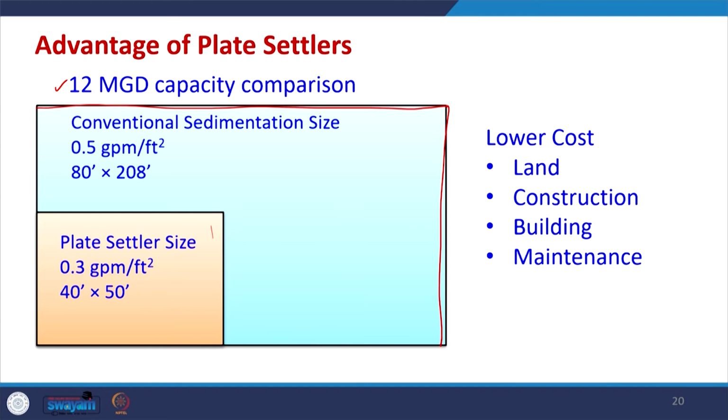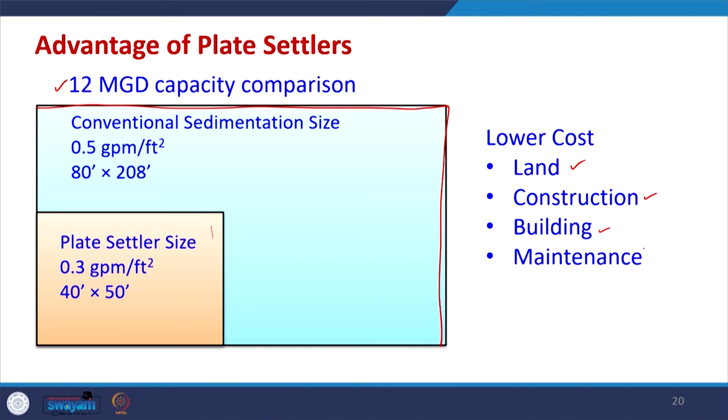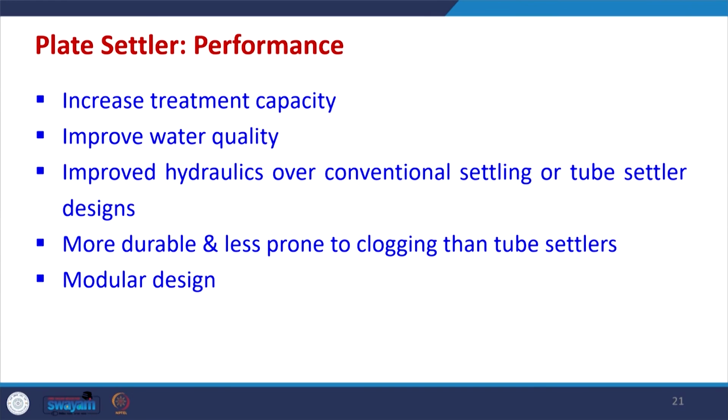Now, this is the benefit: we have lower cost with respect to land. Certainly, construction cost may be comparable. Building and maintenance cost are important criteria, so they will depend upon various parameters, but land cost is certainly saved. And maintenance is also not that difficult as compared to others.